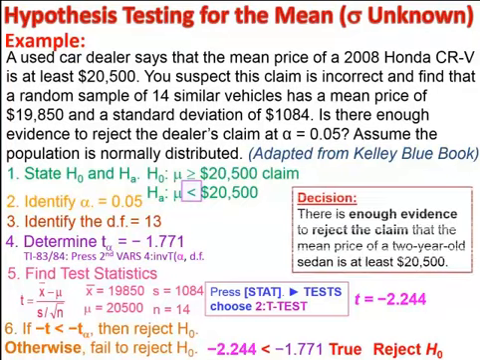And because my claim is on the null hypothesis, there is enough evidence to reject the claim that the mean price of a 2-year-old sedan is at least $20,500. So when you have a claim on the null hypothesis, you're using the word reject. And in this case, because we came up with rejecting the null, we're also rejecting the claim.